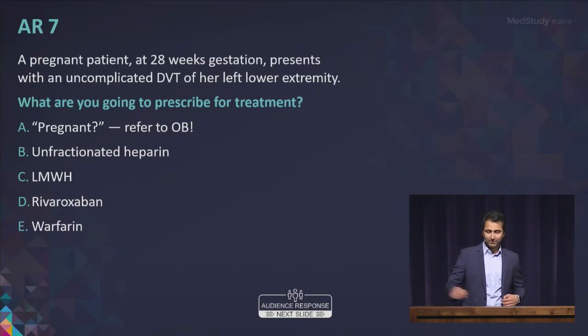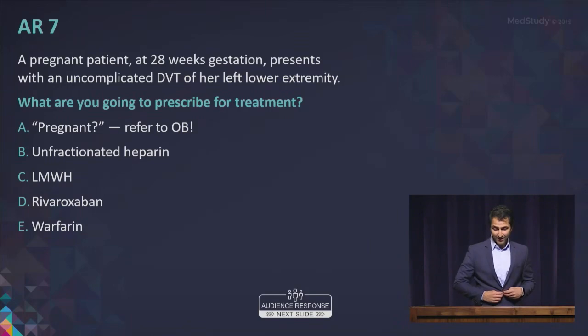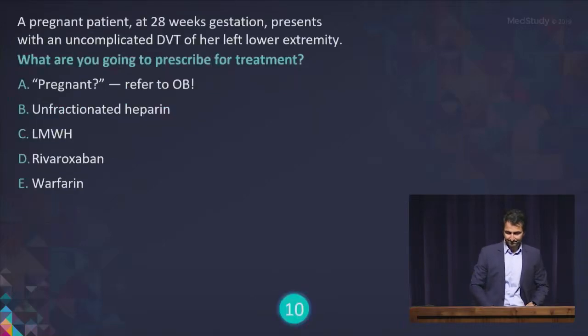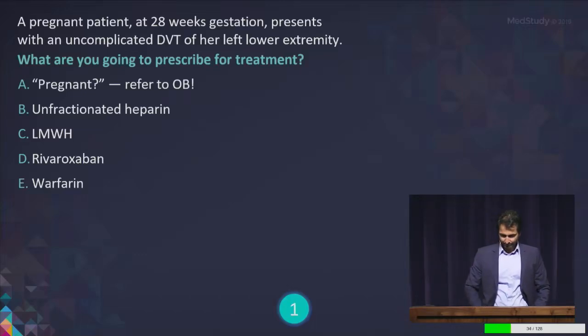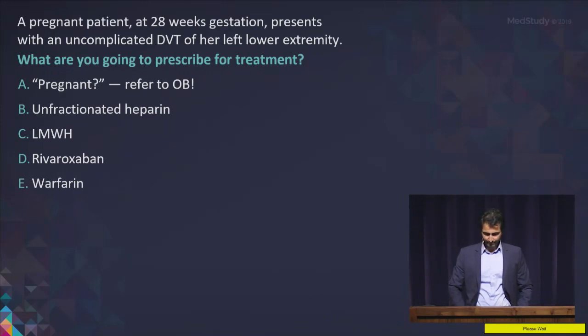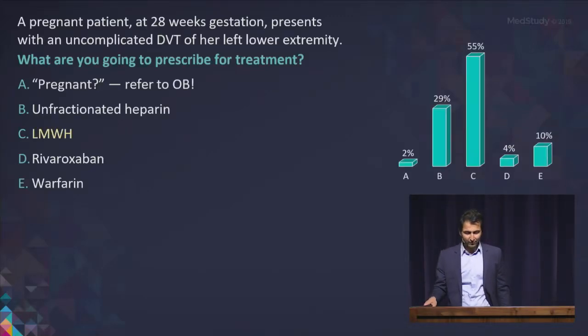So you have a pregnant patient, 28 weeks gestation, DVT left leg. What do you do? Refer to OB, unfractionated heparin, low molecular weight heparin, rivaroxaban, or warfarin? Yeah, so more than half of you correctly answered low molecular weight heparin.